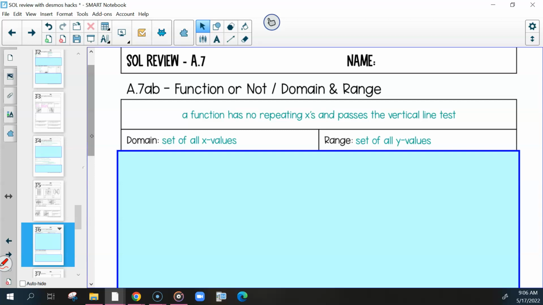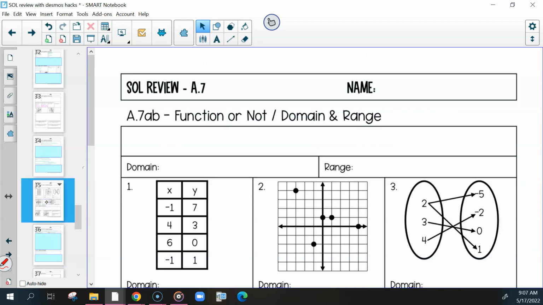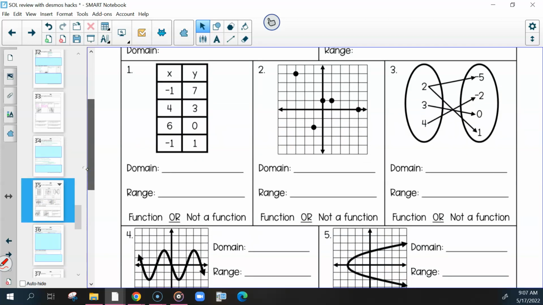For 1 through 5, do we want to go over any of those? Javier? 5. Audrey? Probably 1 and 5. Okay. Is anyone still writing this down? Okay, so we'll start at 1 and then we'll do 5.